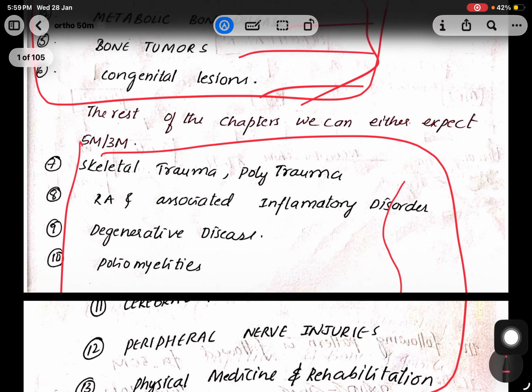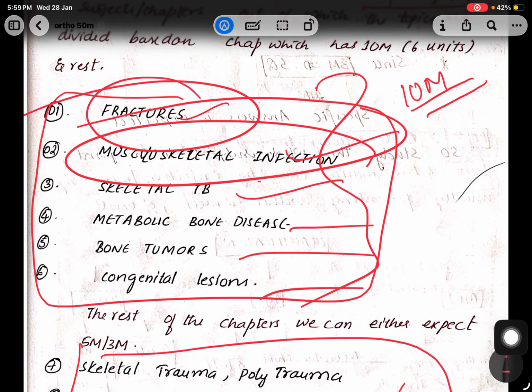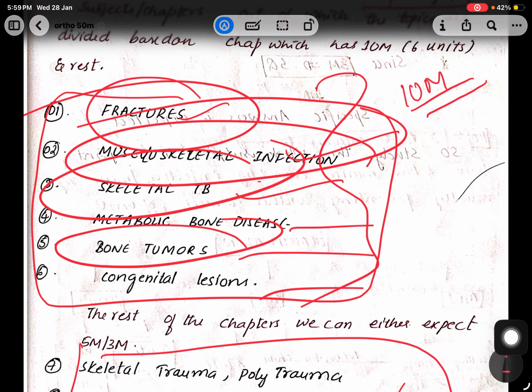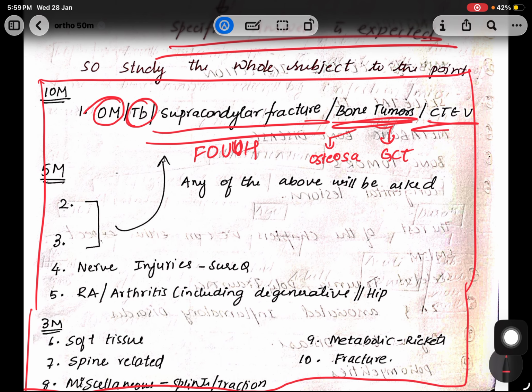The university has the authority to ask any question, but I feel in fracture, supracondylar fracture is important. In infection, osteomyelitis is important. In TB, Pott's spine is important. In tumors, osteosarcoma and GCT are important. In congenital lesions, if they want, they can ask only CTEV for a 10 marker. The remaining, like metabolic bone diseases and rickets, are not potential 10 markers, but they can definitely come as 3 or 5 markers. This is the 10 marker prediction. I am sure that out of 6, something in and around this will come.